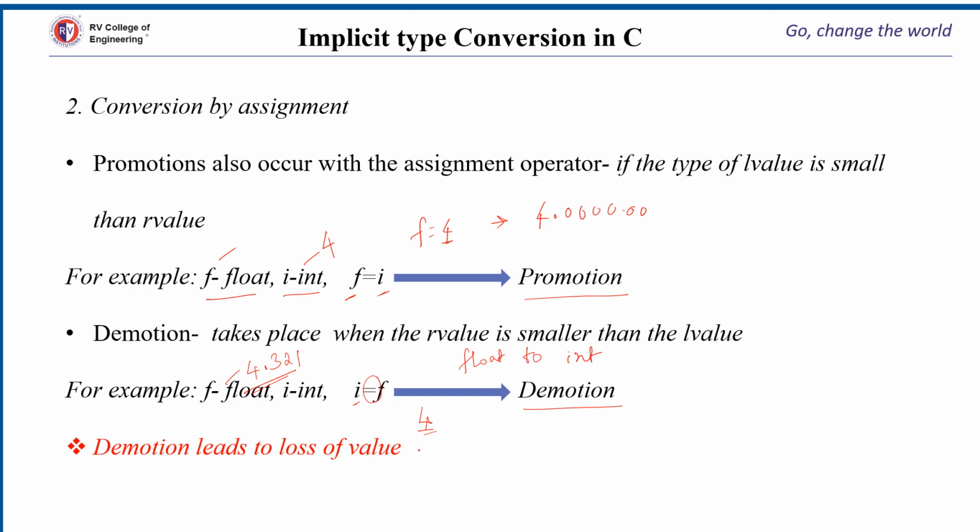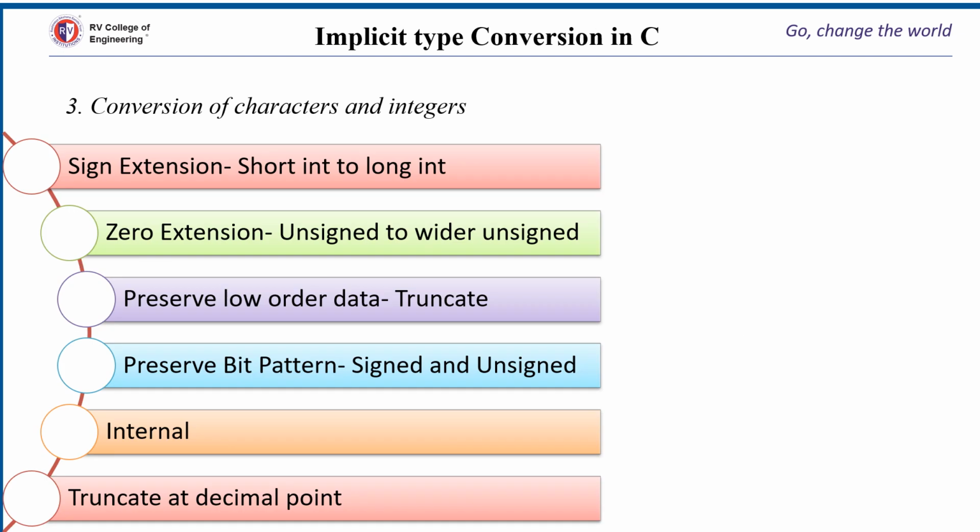So you have to remember one thing, whenever we use the assignment operator and there is a demotion taking place, there will be a loss of value. Okay, some more examples, or some more rules, on implicit type conversion of characters and integers.